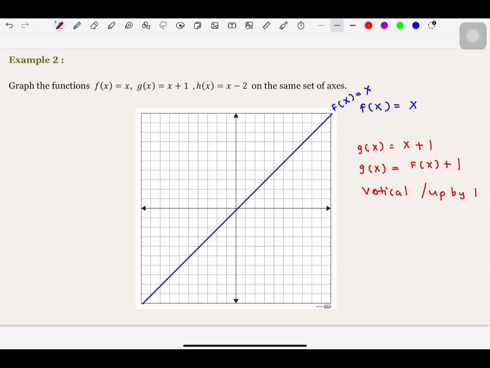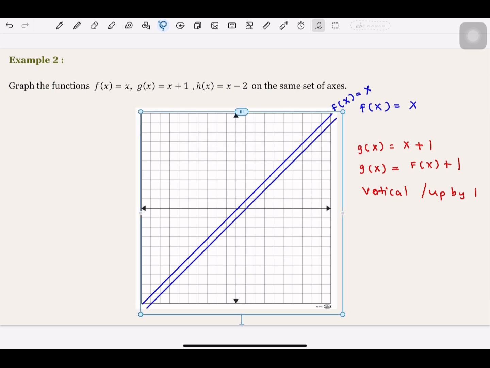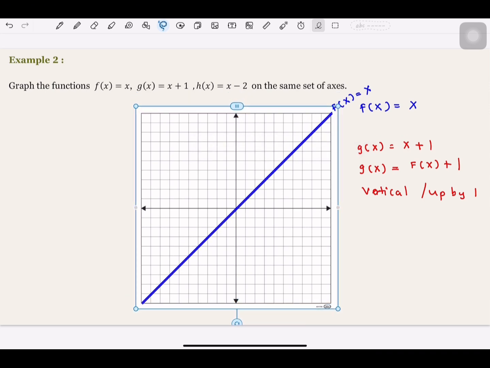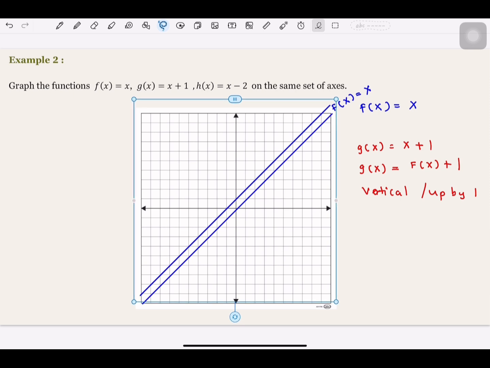Okay, so you have to draw the same sketch, same line, but you have to move this line upward by 1 unit, which means, let me copy this. Okay, here we go. I just copied it, and this is the origin, and I'm going to move this by 1 unit. Here we go.